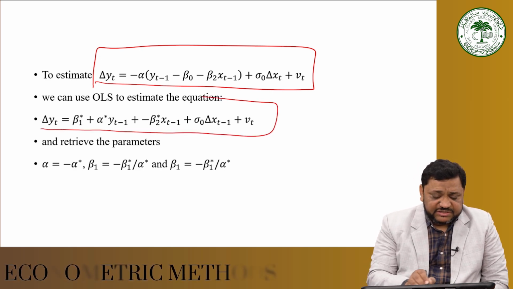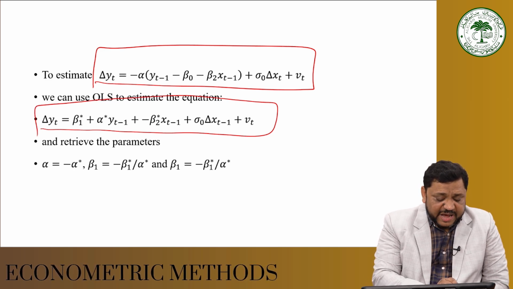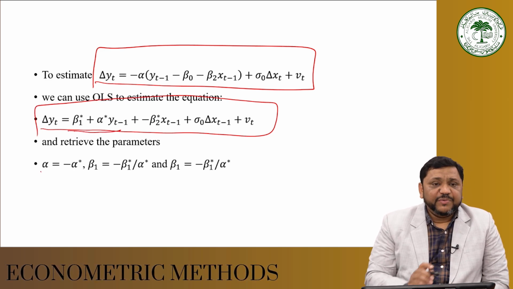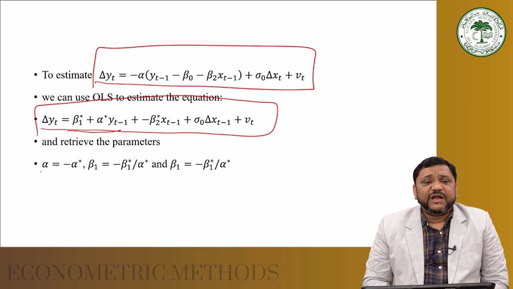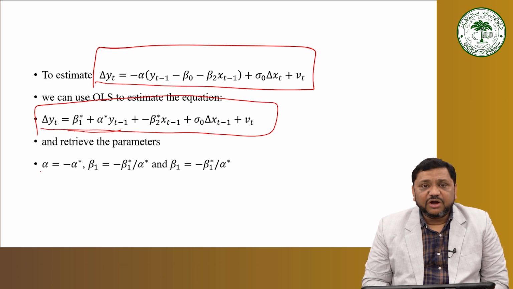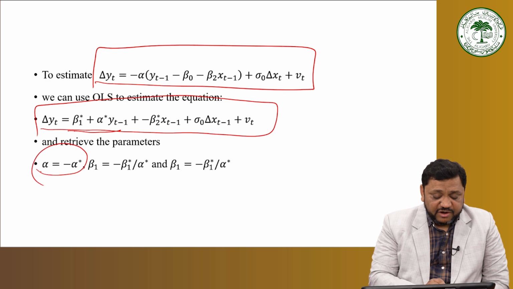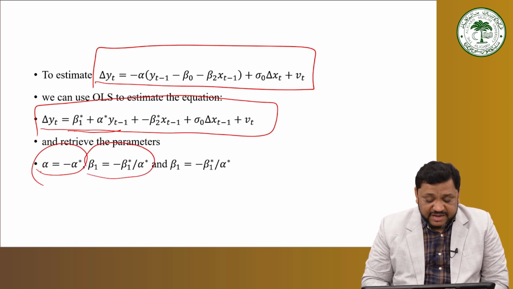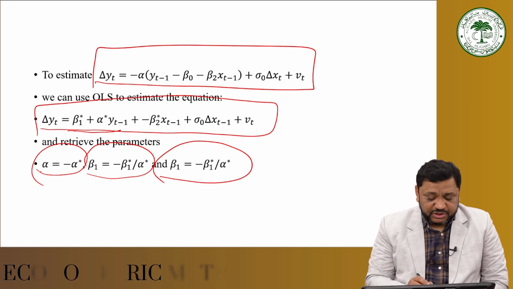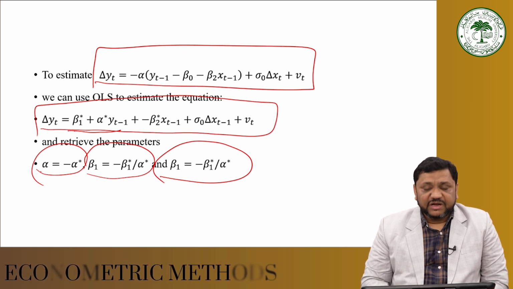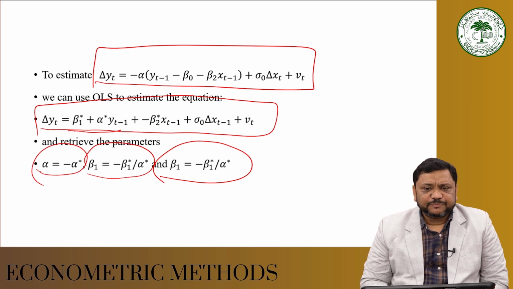So when we estimate this model, we can retrieve the parameters: beta 1 asterisk plus alpha asterisk yt minus 1 minus beta 2 asterisk xt minus 1 plus sigma naught delta xt minus 1 plus vt. So when we retrieve the parameters, alpha is equal to minus alpha asterisk, and beta 1 is equal to minus beta 1 asterisk divided by alpha asterisk.